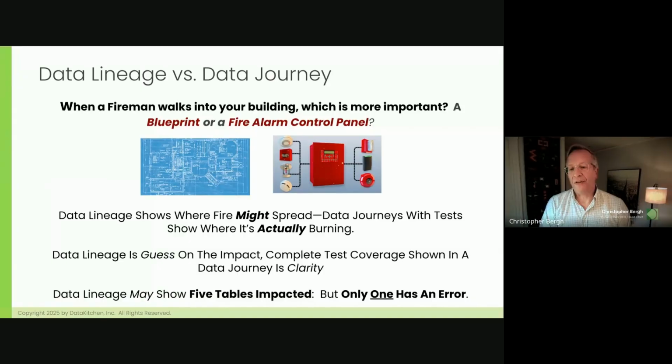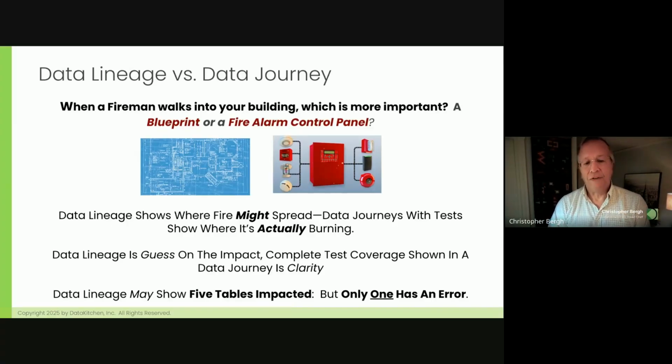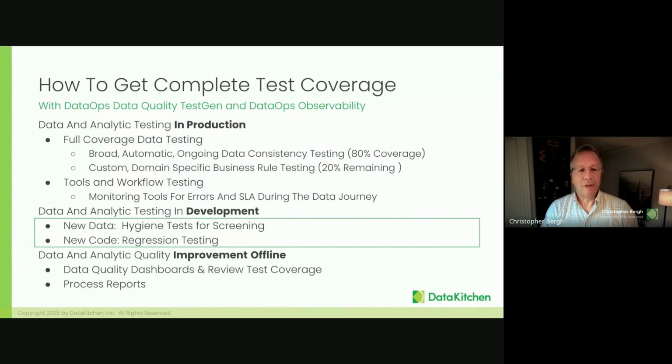But data journeys with tests show where it's actually burning. So you could look at your blueprint, say, yeah, it could spread to the second floor, but is the fire alarm actually going off on the second floor? And so data lineage is kind of a guess on the impact, but complete test coverage shown in a data journey is clarity. Data lineage may show 5 tables impacted, but if you've got test coverage on all those tables, you can see that it has only 1 error. So this is why we think this is a really exciting idea on how it complements the idea of data lineage. So this is testing in production: broad automatic consistency testing, domain-specific testing, testing your tools during the data journey for errors in SLA.